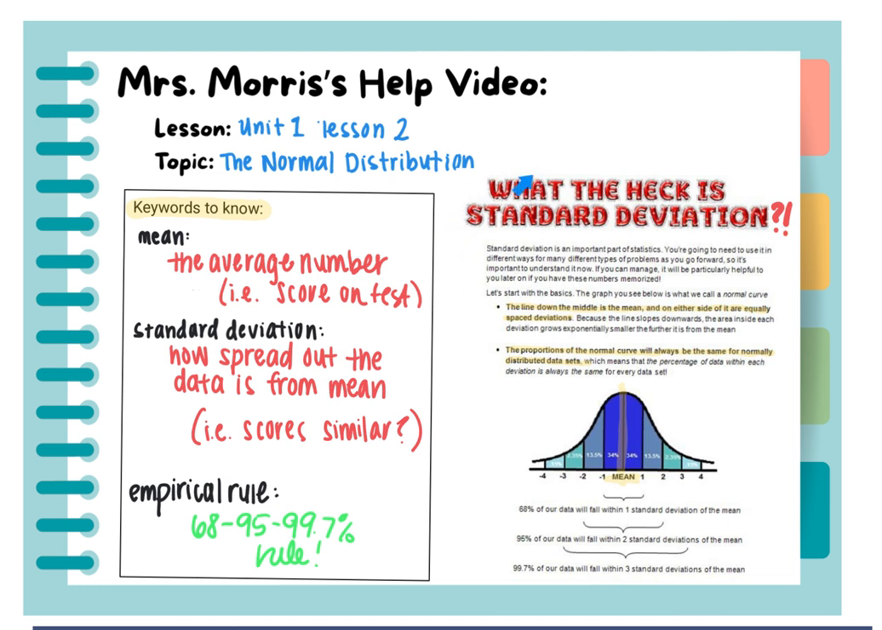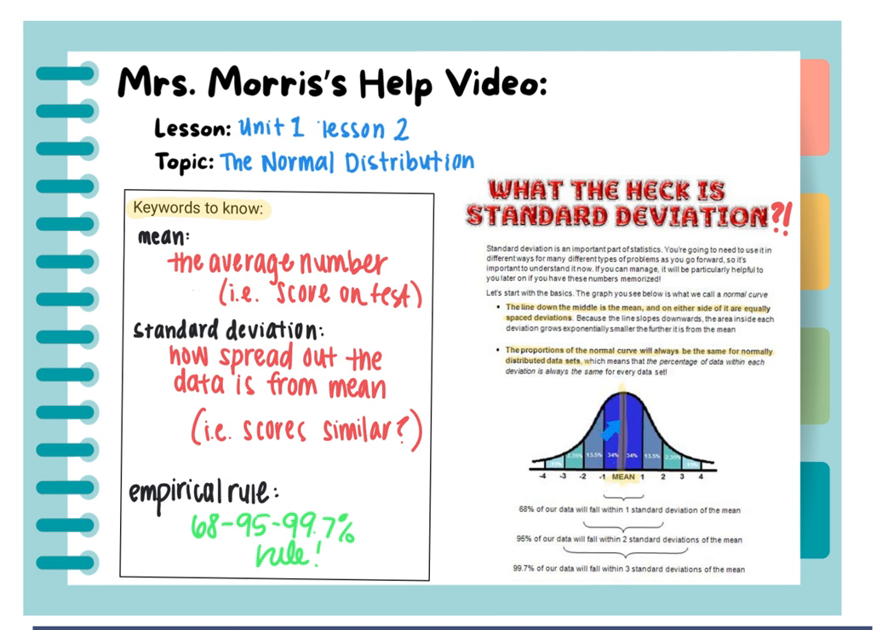And so that's why I have, what the heck is standard deviation? It is a super fancy word that gets thrown around a lot, and a lot of the times it's very hard to understand. And so this is my explanation. Standard deviation is how spread apart the data is from your mean.